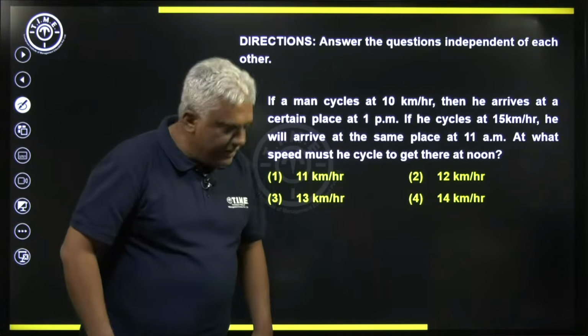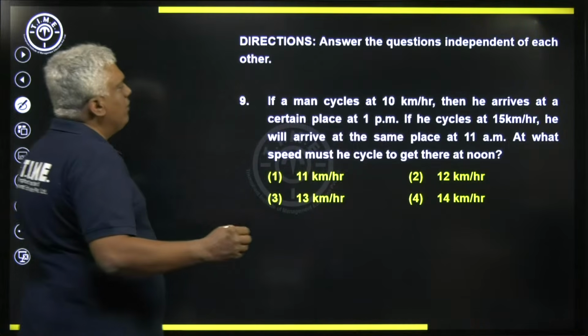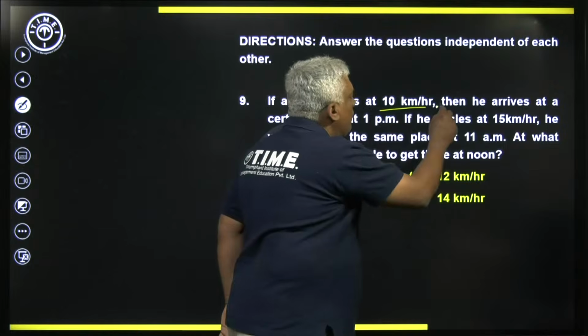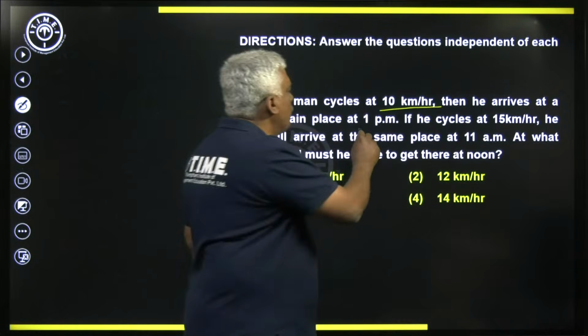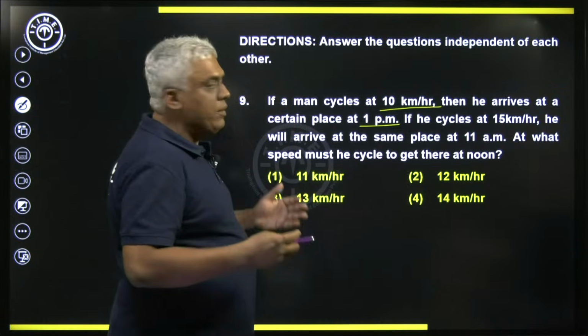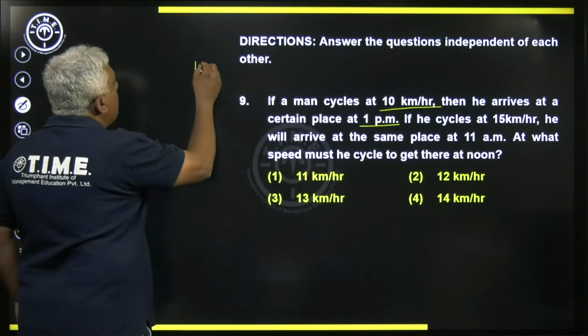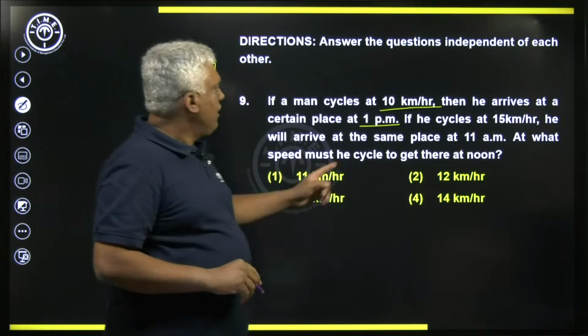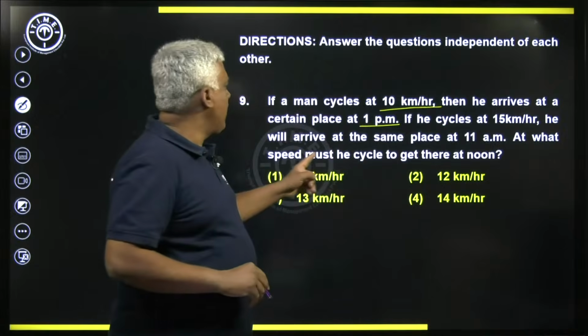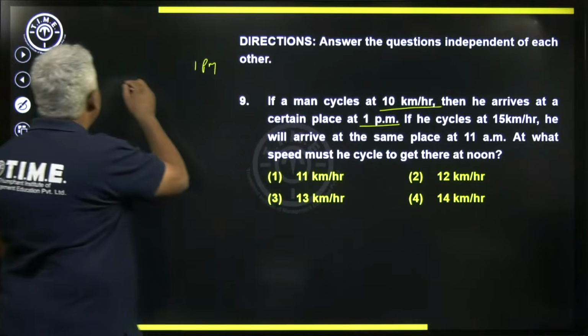Yes, Avijit, that's the right answer. See here, a man cycles at the rate of 10 kilometers per hour. He reaches a certain place at 1 p.m. When he starts, we don't know. So he's reaching at 1 p.m., and if he cycles at 15, he arrives at 11 a.m. Right? He's arriving at 11 a.m.